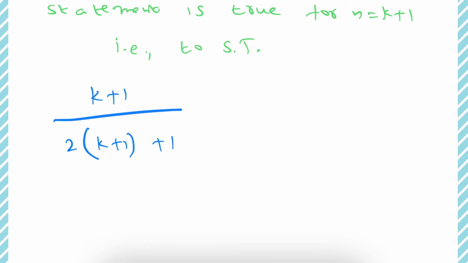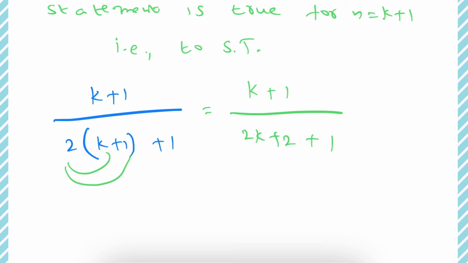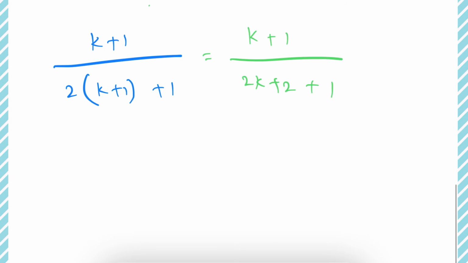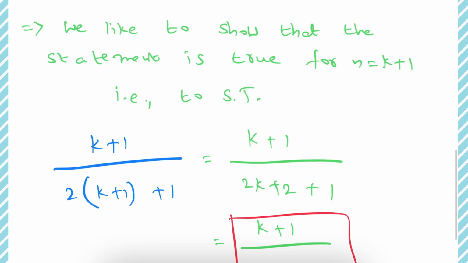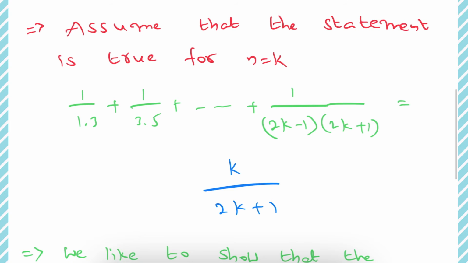Simplifying, equals k plus 1 whole divided by 2 into k, 2k plus 2, 1s are 2, plus 1 as it is. Simplifying further, that is equal to k plus 1 divided by 2k plus 2 plus 1, that is plus 3. So this is exactly what we need to show now, that is k plus 1 divided by 2k plus 3. Now let us move to step 2 once. Here in step 2 we have 1 by 1 into 3 plus 1 by 3 into 5 plus and so on, plus 1 by (2k minus 1) into (2k plus 1).